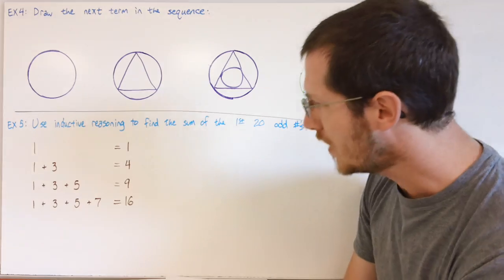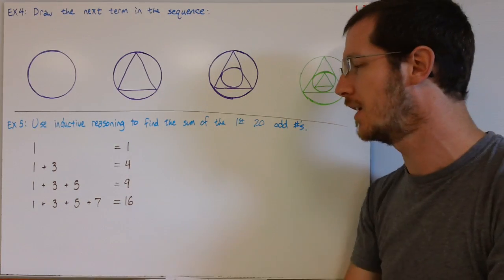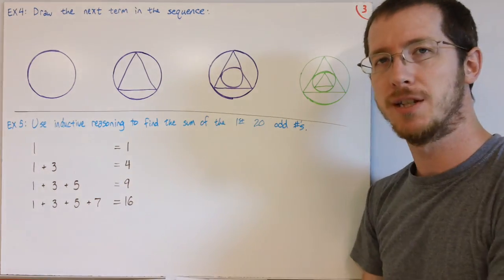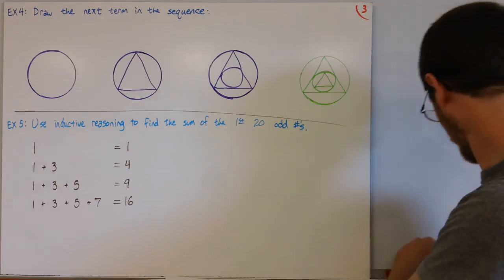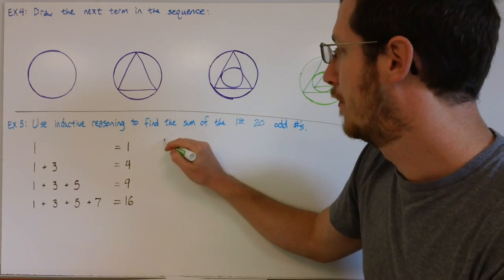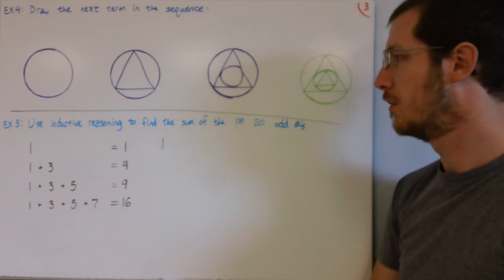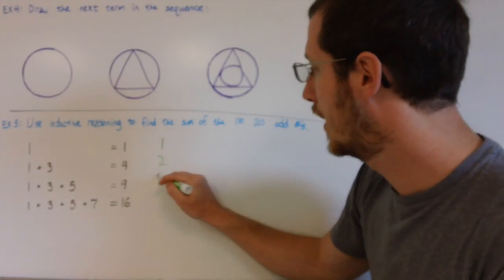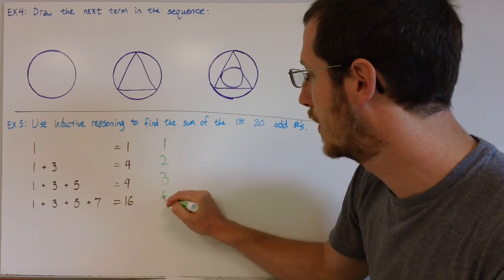So let's look at our sums. Do you see anything unique? Do you see any kind of a pattern in these 4 sums that we have? So let's look at it. This first one, that's when we have 1 odd number added together. This one is when we have 2 odd numbers. 9 is when we have 3. 16 is when we have 4.